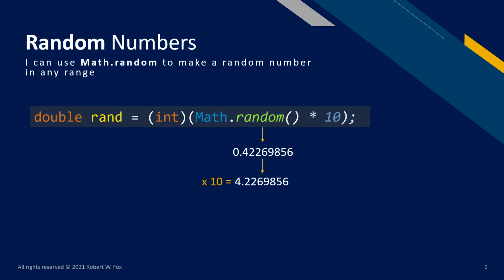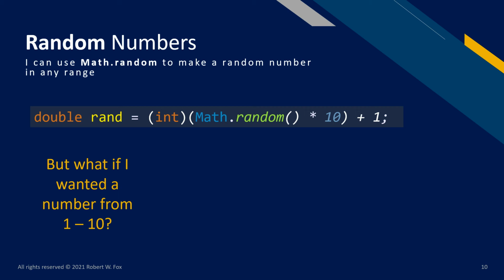Now, I like the fact that I have a whole number part, but I really don't like the decimal. So my last step is to cast to an int, which drops the decimal, and my final result is 4. Again, this is just an example. The final result could be anything from 0 to 9.